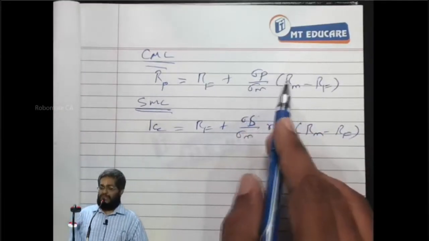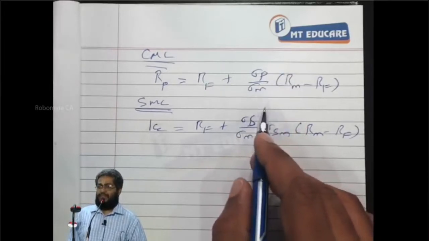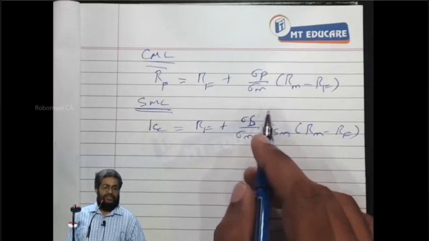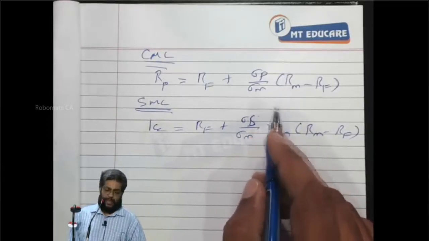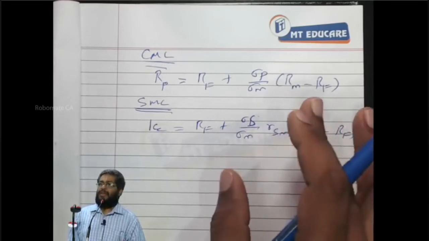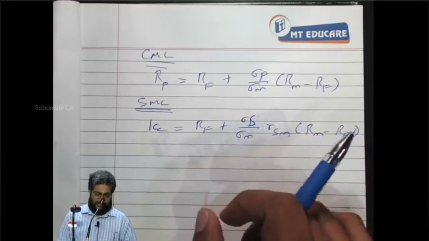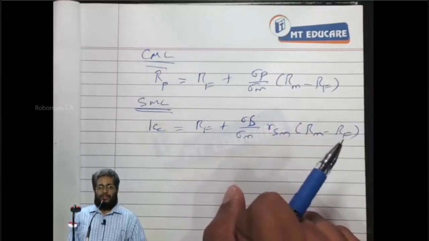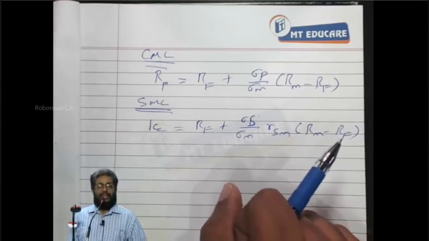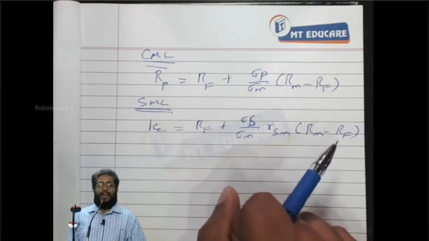The risk-averse investor asks for a risk premium for the entire sigma P. That is, premium is required for the total risk.